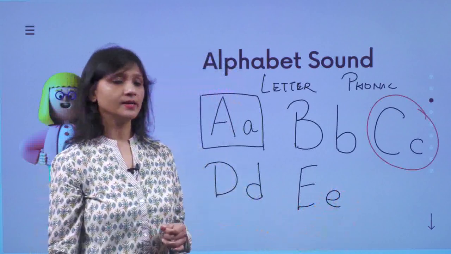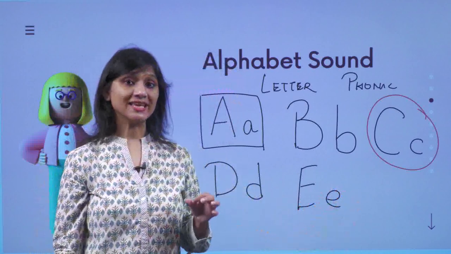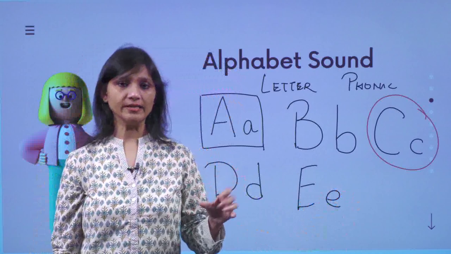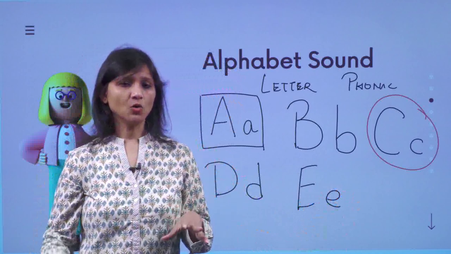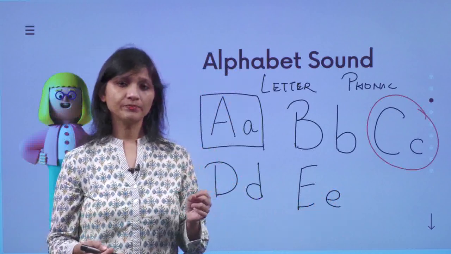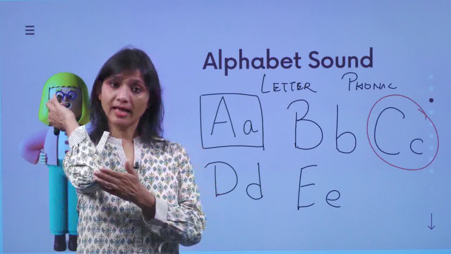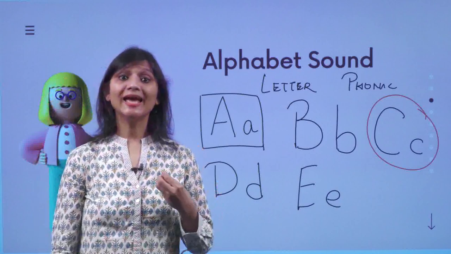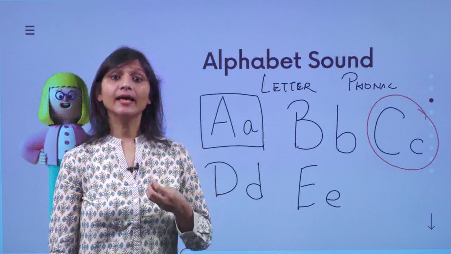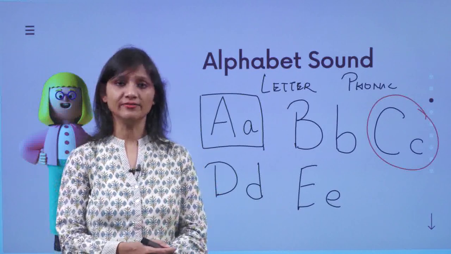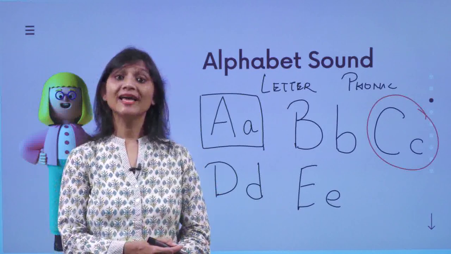E. Next letter is E. The letter sound of E is E. Now, what is the phonic sound of E? E, Elbow. E, Egg. Elephant. Okay, so we don't say elephant, we say elephant. We say egg.